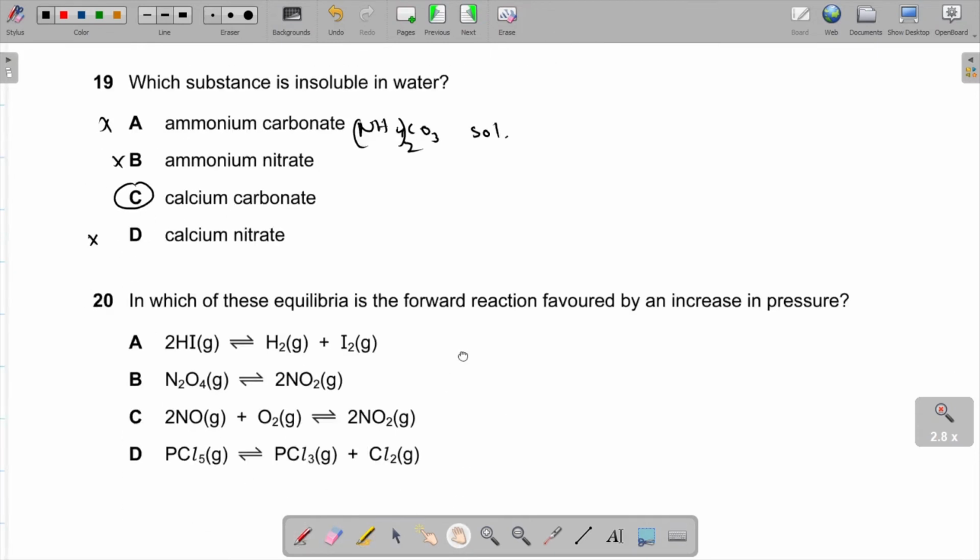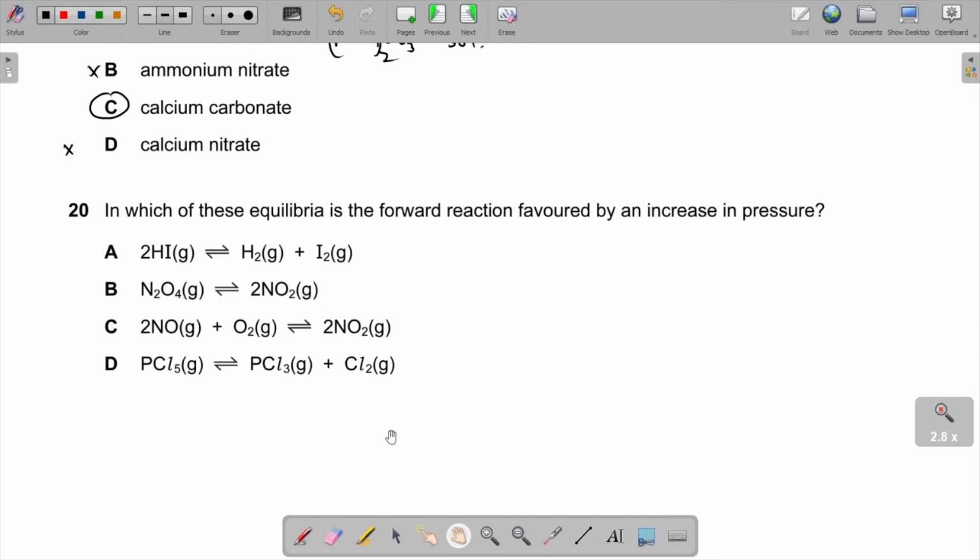Let's look at question number 20. In which of these equilibria is the forward reaction favored by an increase in pressure? Increase in pressure means only gaseous compounds. In all of these, we just have gaseous compounds, so it doesn't matter which compounds are gaseous. Now let's take a look at the number of particles on each side. On the left hand side, we've got 2 particles. On the right hand side, you've got 2 particles.